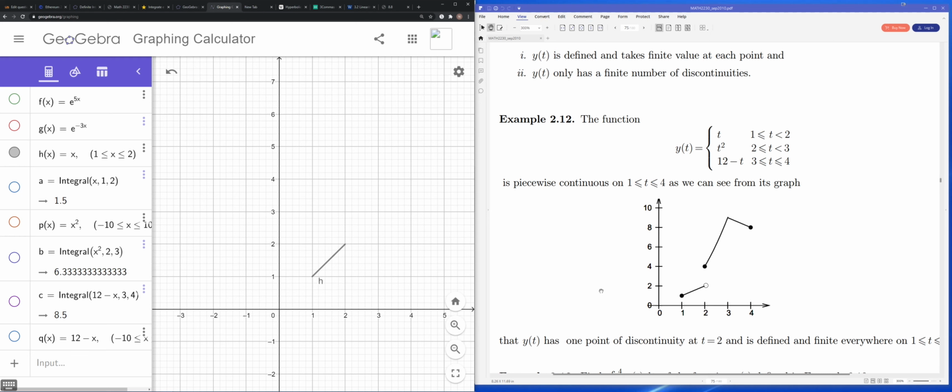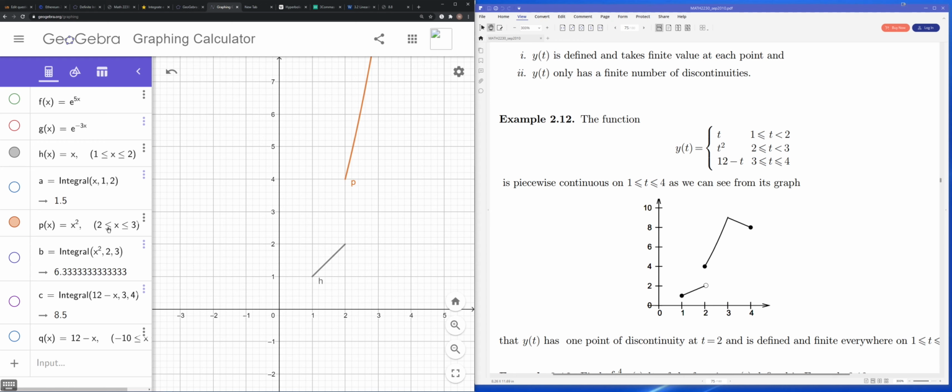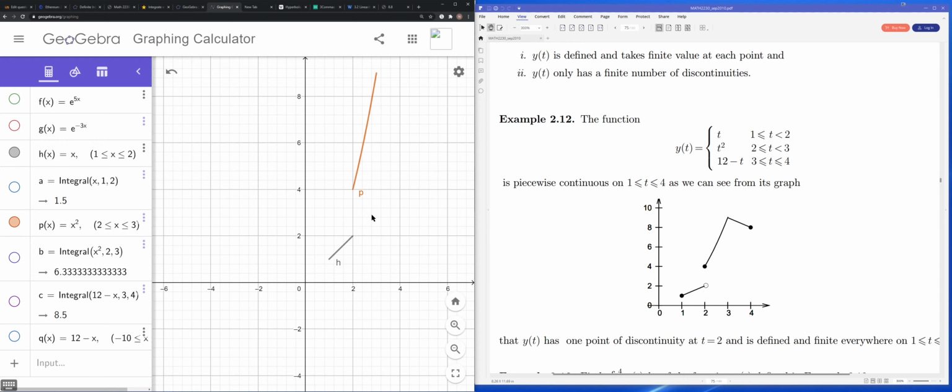We can do the same thing for t squared. We just want the piece between 2 and 3, so we graph the entire t squared, which is this here, but we just want the piece between 2 and 3, so we chop that off. And the piece between 2 and 3 is this piece here, from here to here.